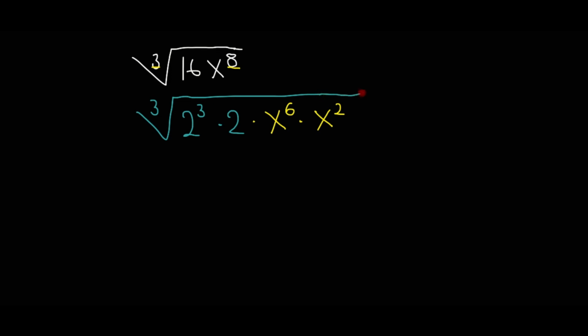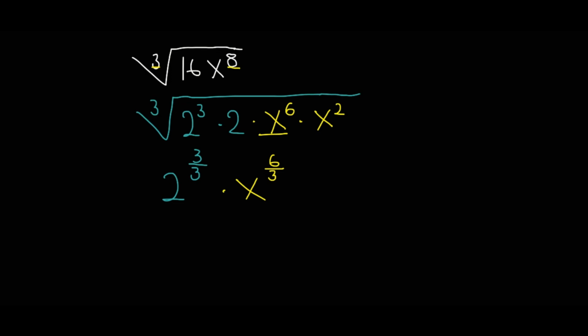And then from there I can simplify these numbers. So I will have 2 to the power 3 over 3, which is this 3 over 3. And then you can see that for this one I can write x to the power 6 divided by 3, this 3.